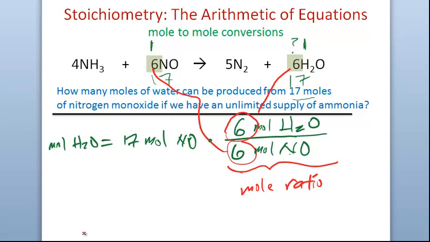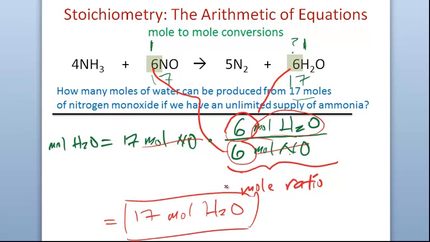All right, and I think you can see that 6 over 6 is 1. 1 times 17 is still 17. The moles of nitrogen monoxide cancel out, leaving you with moles of water. And that is the answer to this question.